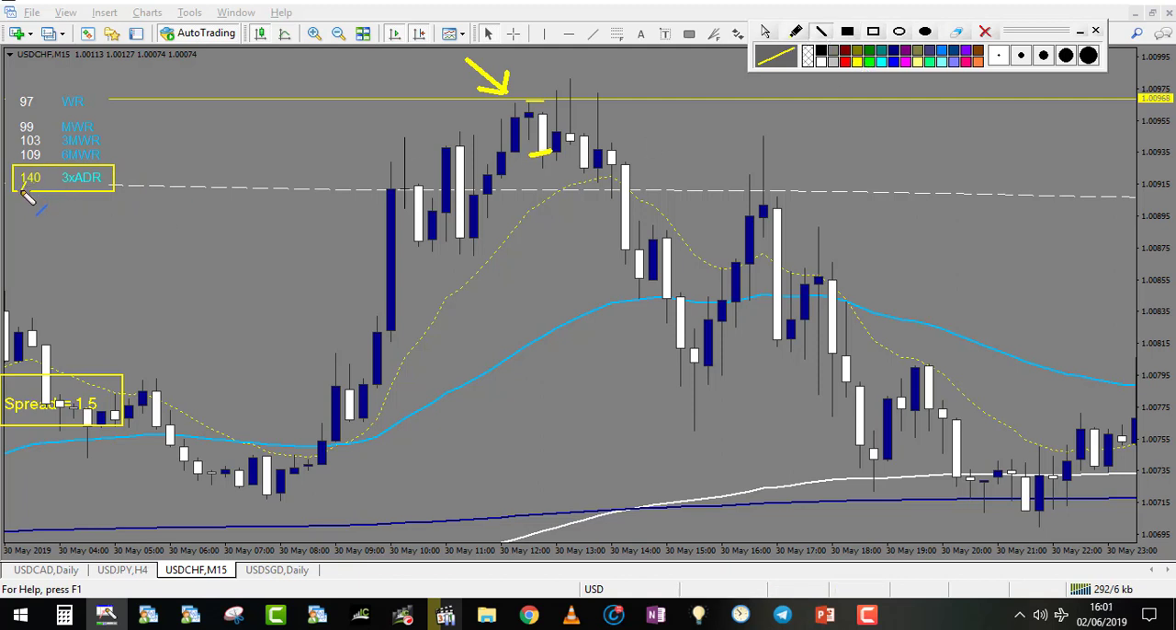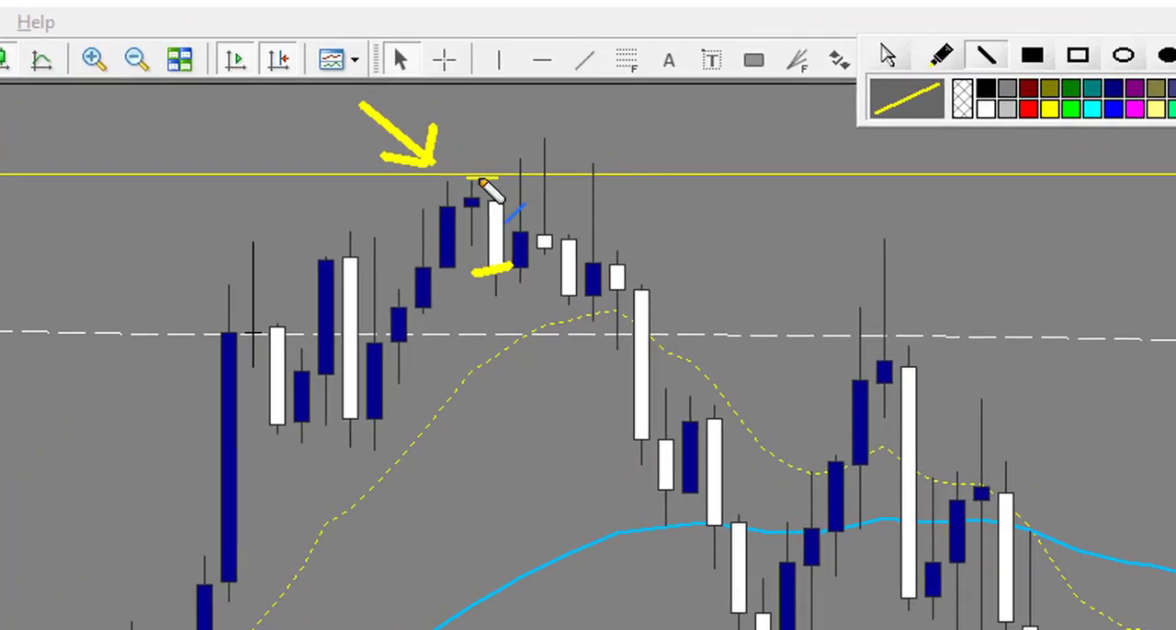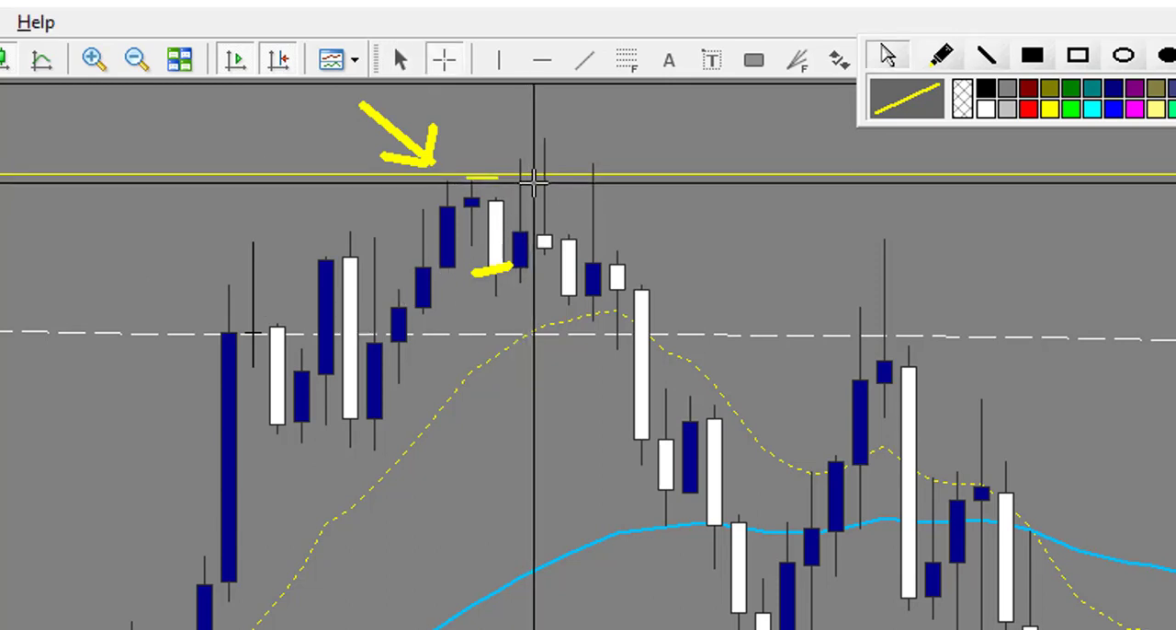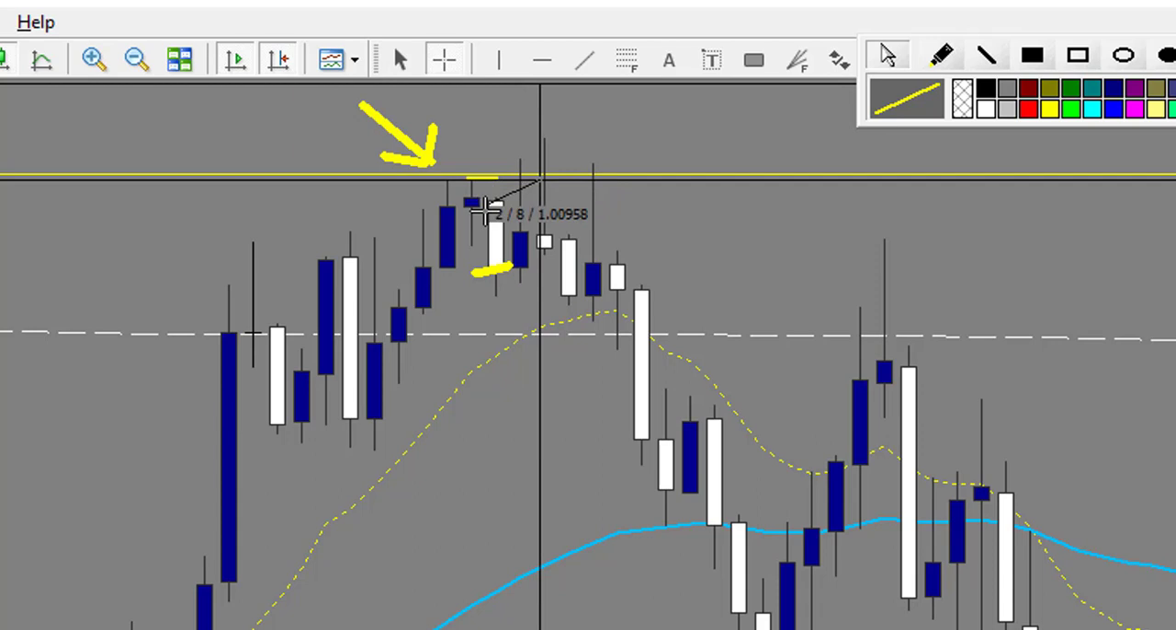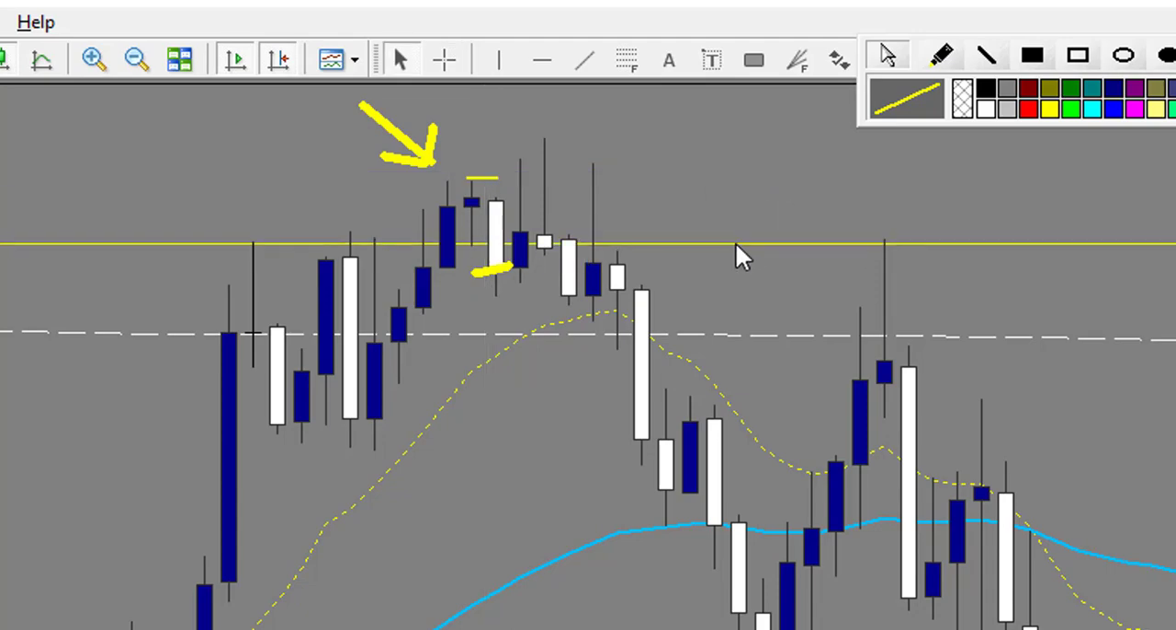So we have the top just newly created, we minus 1.4 pips and we minus 1.5 pips, so 3 pips overall. So we take this minus 3 pips right here. So our entry level, I will just move the yellow line so you get it. Our entry is right here, 3 pips below.